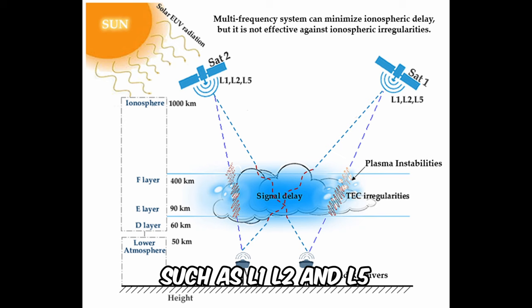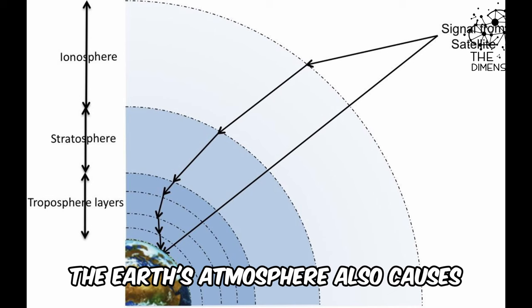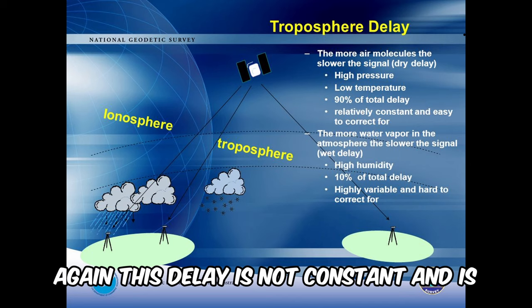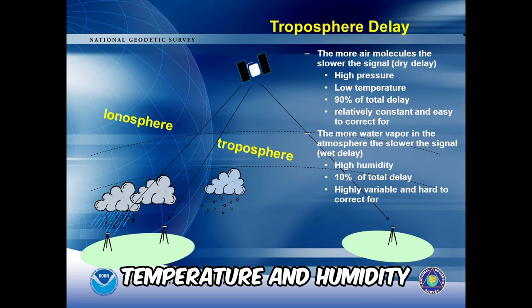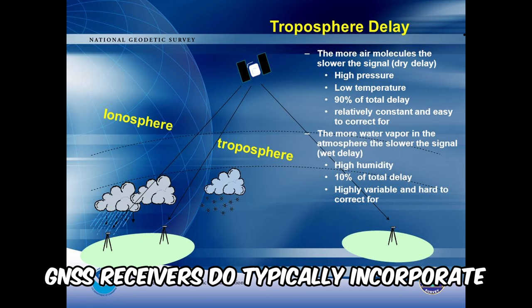The troposphere, or the lower portion of the Earth's atmosphere, also causes delays in GNSS signals. Again, this delay is not constant and is influenced by atmospheric pressure, temperature, and humidity. Water vapor is a significant contributor to tropospheric delay, and it can vary spatially and temporally. GNSS receivers do typically incorporate models to account for troposphere effects, but they are not fully eliminated.